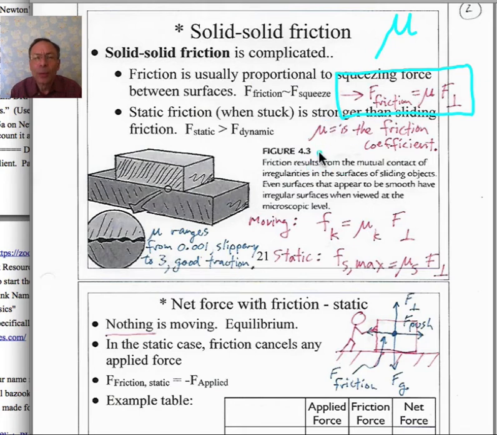Now the friction coefficient depends on the materials, and it's not the kind of thing that you can just say, oh, I know what it is. You have to measure it. And so there are big fat books of engineering manuals and so on where they've measured the friction coefficient for rubber against steel, or steel against concrete, and so on, all these different combinations. They have to be measured.